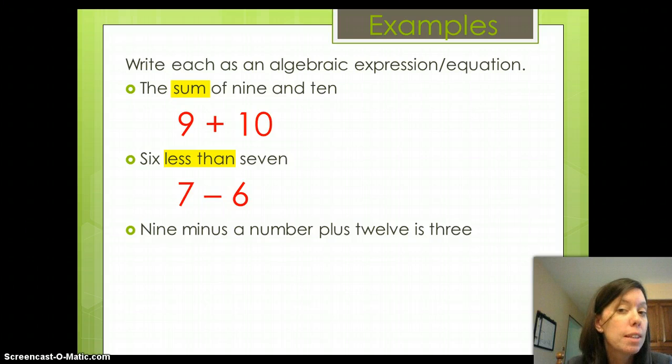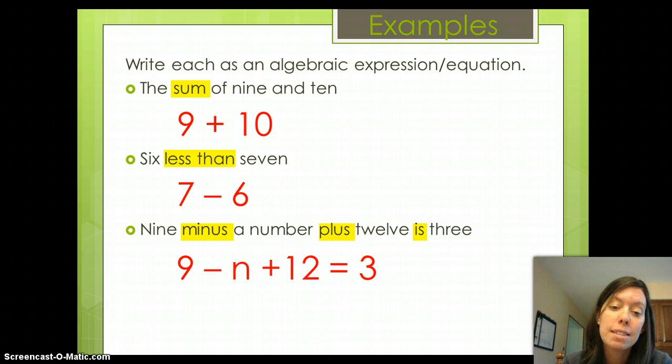And finally, the last one is a little bit more complex. There's a couple of keywords there. The keywords, if you have them highlighted already, are minus, plus, and is. Remember that is a keyword for equals. So this is going to give us an equation since it has the equals in it. The equation would be 9 minus a number. We don't know the number, so I'm putting in a variable, just a letter, because we don't know what number it is. 9 minus some number plus 12 is 3.